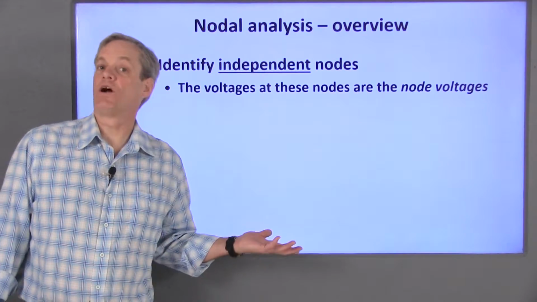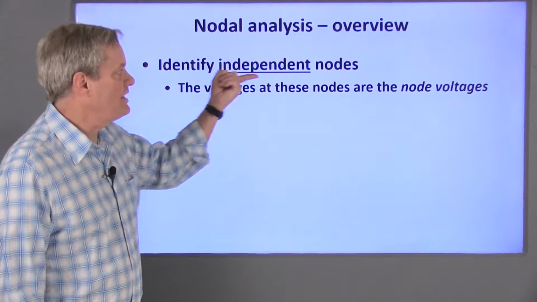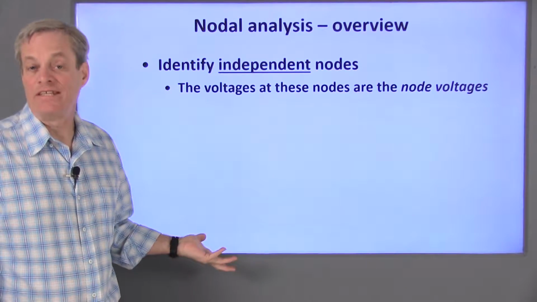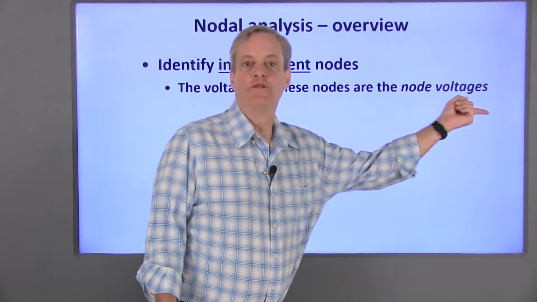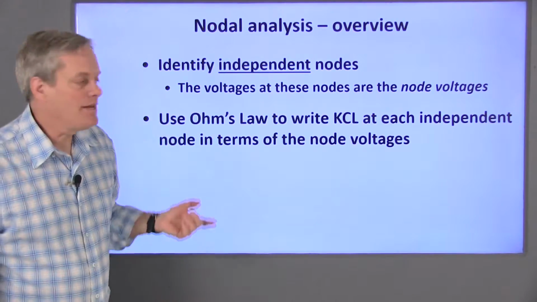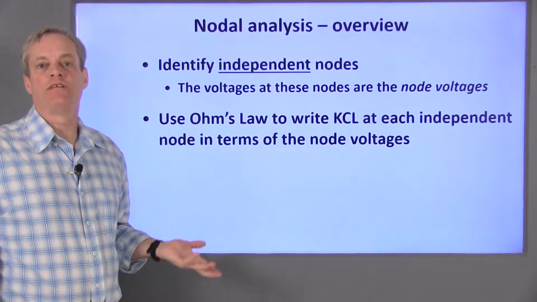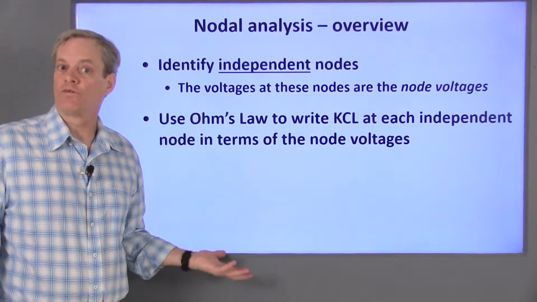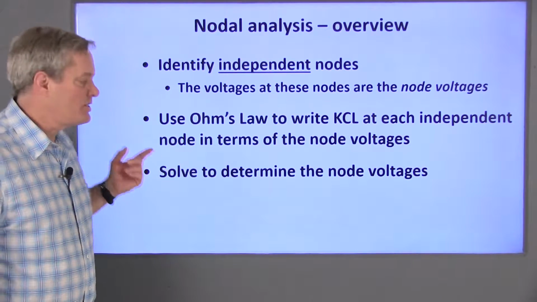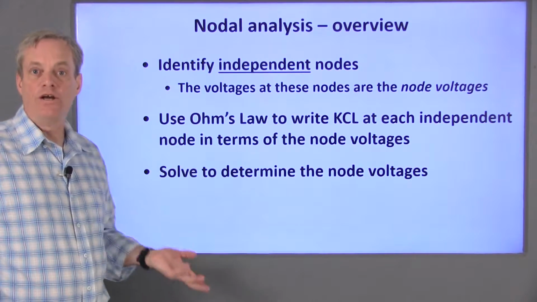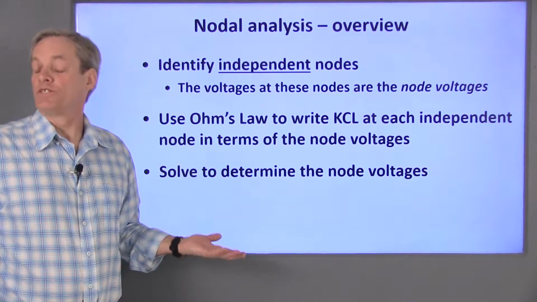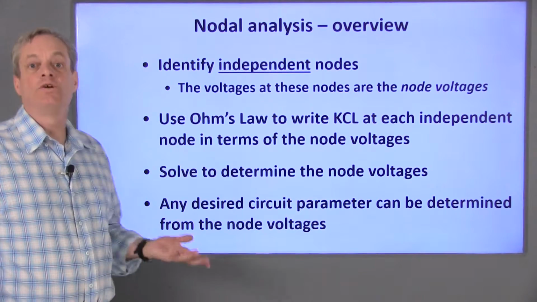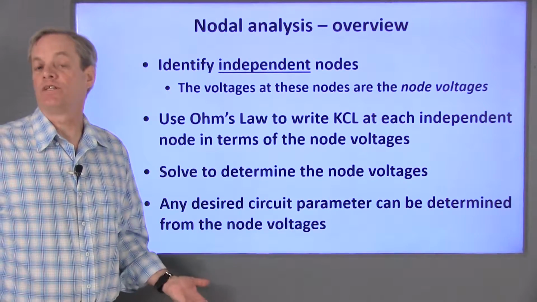In nodal analysis, our first step is to identify the independent nodes in the circuit. Our unknowns are the voltages at these independent nodes, which are called the node voltages. Then apply KCL at each of the independent nodes and use Ohm's law to write KCL in terms of the node voltages. This will give the same number of equations as unknowns, so you can solve these equations to determine the node voltages. Once you have the node voltages, you can find out anything else about the circuit that you want to determine.